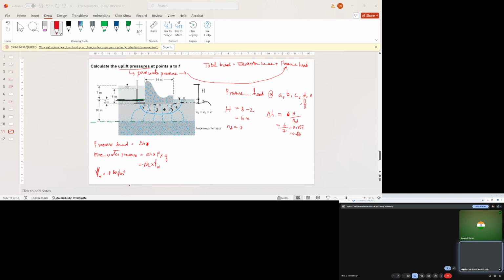What will be for B? PB is equal to 8 minus 2 into 0.86, multiplied by 10, which is 62.8 kPa. At C, let's see, 54.2 kPa.